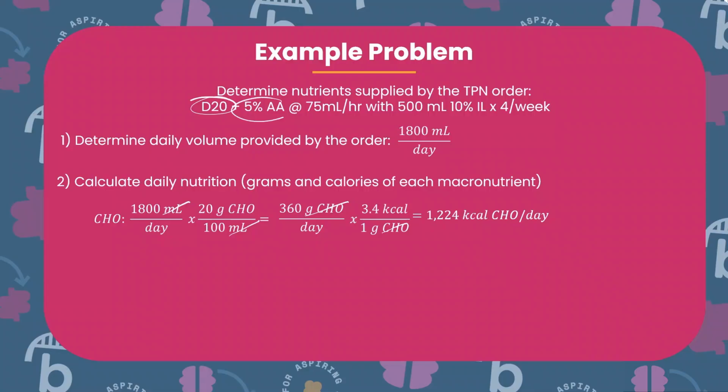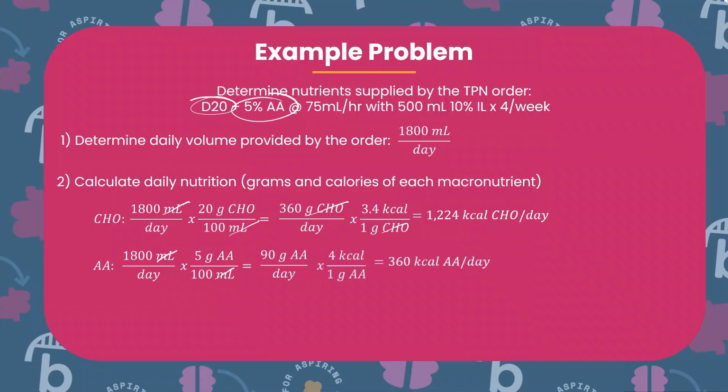It's also 5% amino acid. So we're going to do the same thing. 5% amino acid is 5 grams of amino acid in 100 milliliters of solution. And we're giving 1,800 milliliters of solution, which means we're giving 90 grams of amino acids. Amino acids have 4 calories per gram, so that's 360 calories from the amino acids every single day.